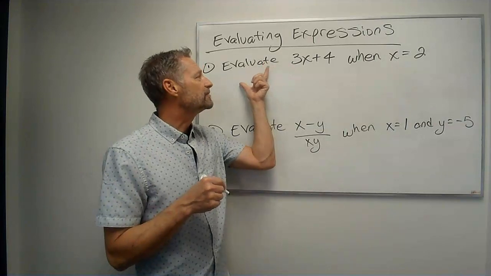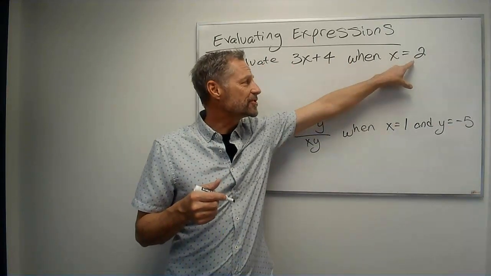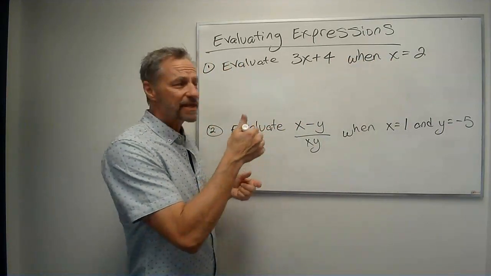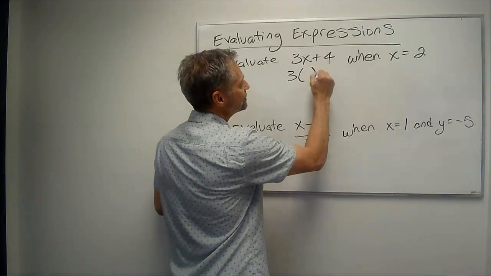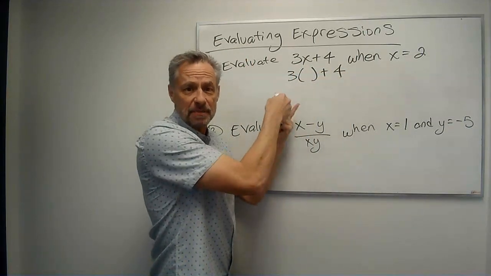So, for instance, evaluate 3x plus 4 when x equals 2. We're going to take the 2, plug it in where the x is. I like to put a parentheses where the x is, so it looks something like this. And then whatever that value is, 2 in this case, I'm going to plug in for x.